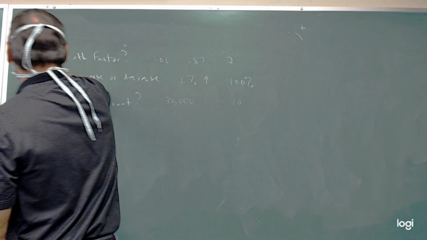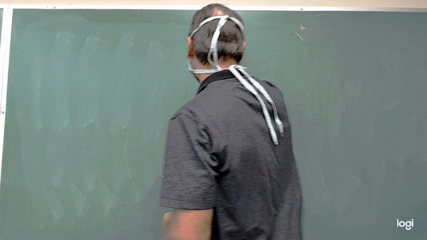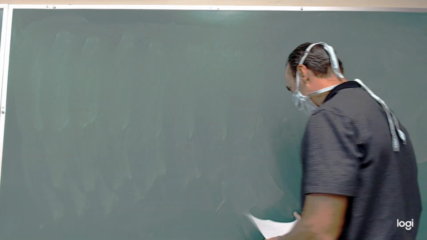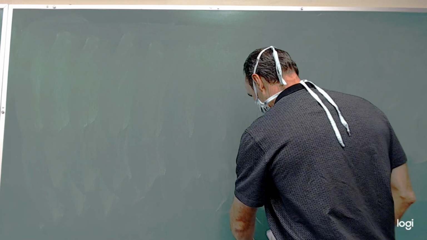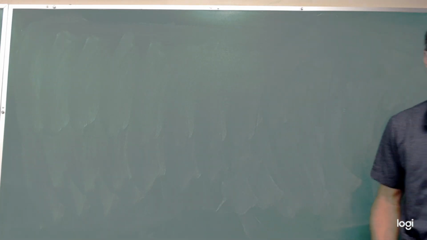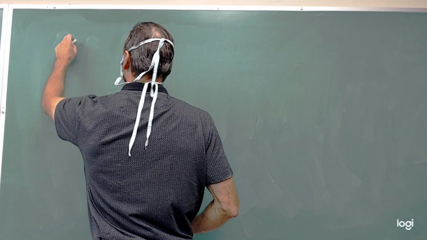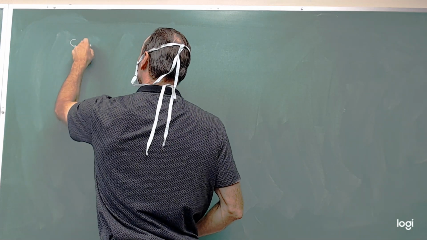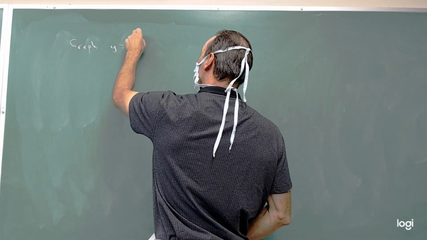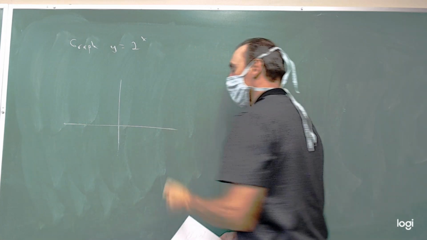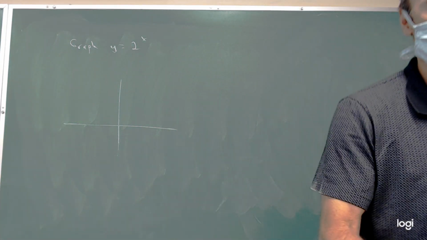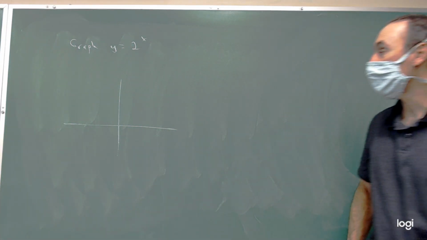I just want to point out something because we've talked about concavity in the past. So let's just talk about what the concavity is for an exponential growth or decay function. So let's look at the graph of y equals 2 to the x. So I'm just going to plot a couple of points here, and then we'll talk about this idea of concavity.